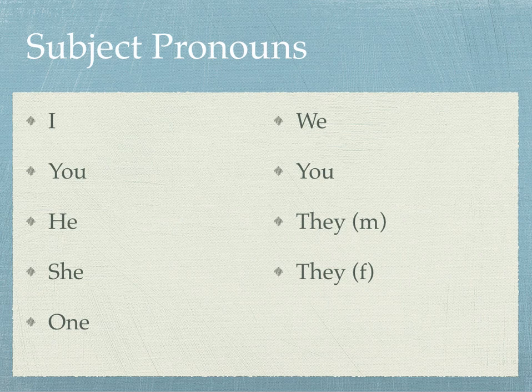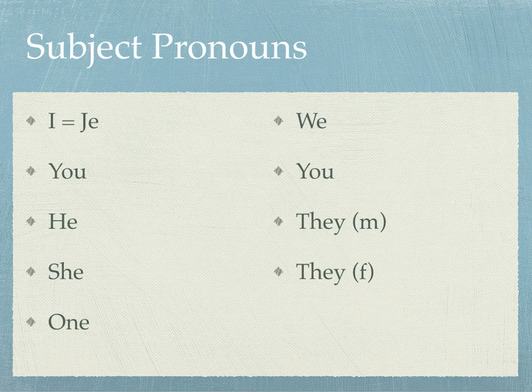Our first you underneath the I is a singular you, which is used informally. The second you, over there in the plural column underneath we, is either plural or formal. We also have two theys, one for a group of guys and one for a group of girls.